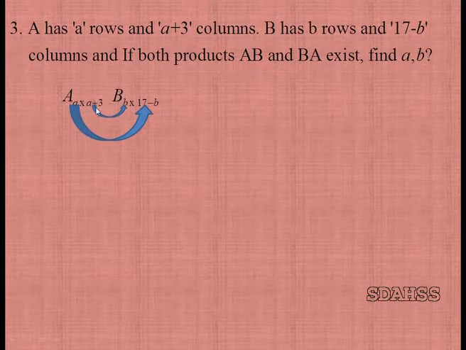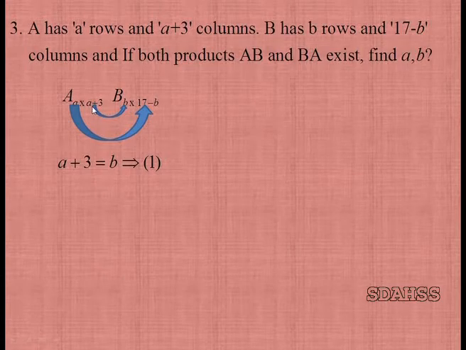So that should be written as A cross A plus 3. And B has B rows and 17 minus B columns. So that should be written as B cross 17 minus B.